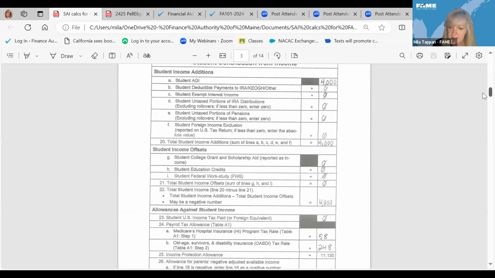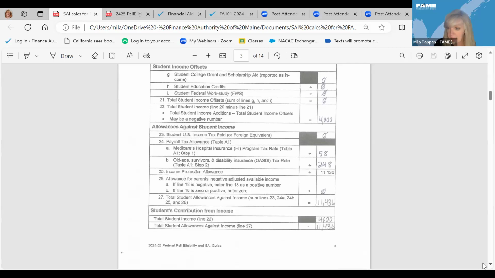There are no offsets, but keep in mind, if 2,000 of Max's income was from work study, then we would list work study here, which would mean that the amount of income that we would be looking at in terms of the SAI calculation would be down to 2,000, okay? We take the 4,000, we'd subtract out the 2,000 that was from work study, and it would only be 2,000. But Max didn't have a work study job, so his full 4,000 is coming all the way down. We don't have any offsets against his income here.